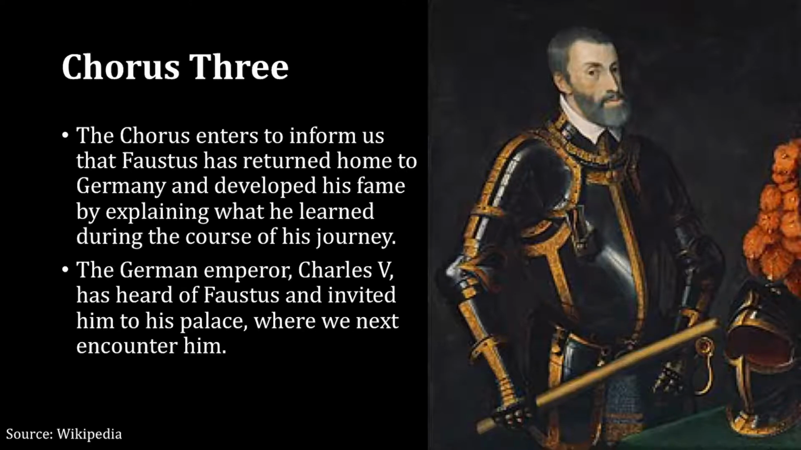In the third chorus, the chorus informs us that Faustus has now returned home to Germany and developed his fame by explaining what he learned during the course of his journey. The German Emperor Charles V has heard of Faustus, and he invites him to his palace, where we next encounter him. We'll find that Faustus is developing even a sense of hubris when it comes to his success that he's finding with his ability to conjure up magic.